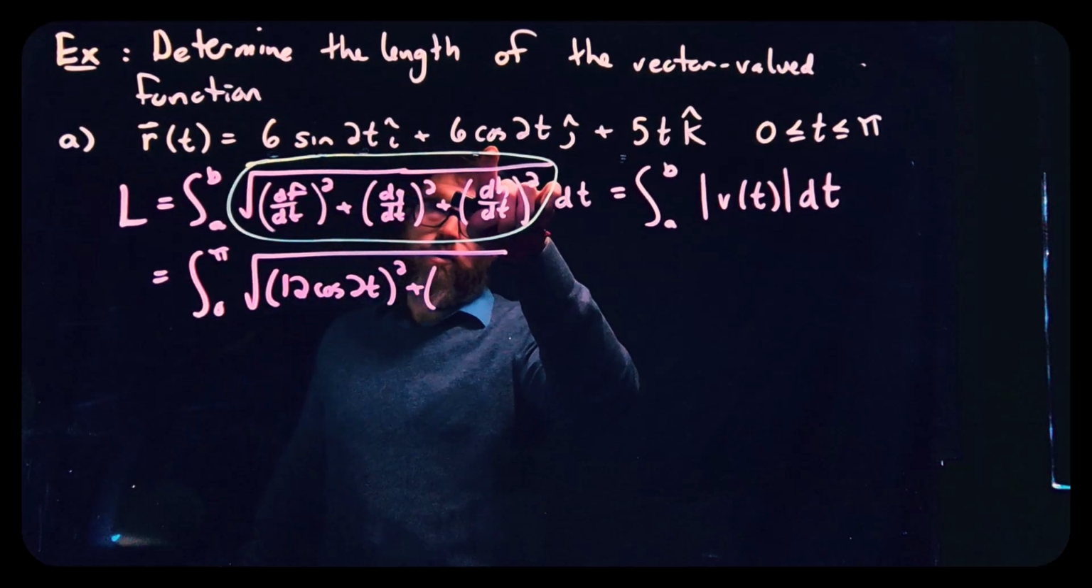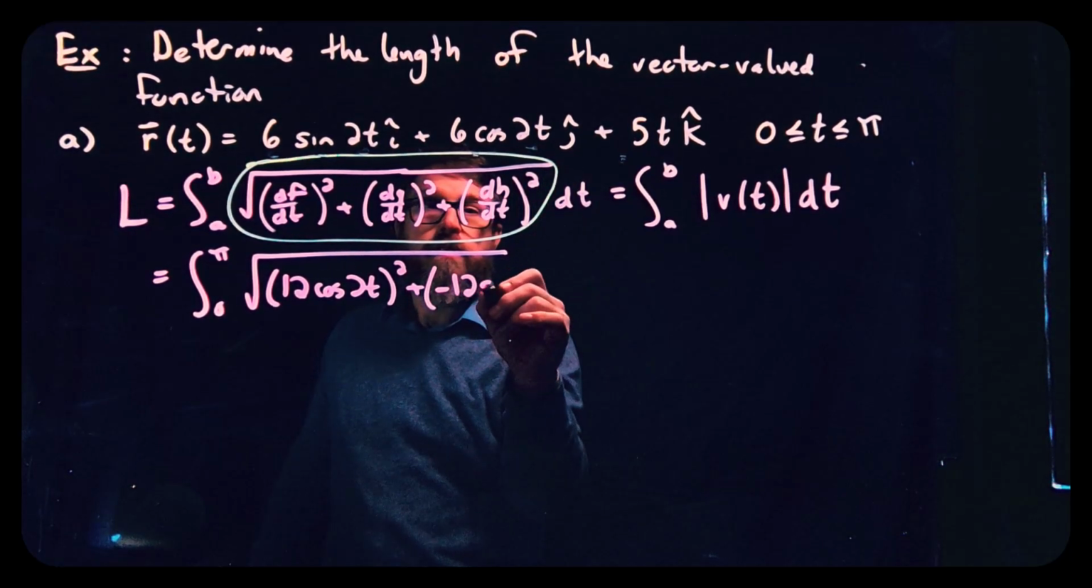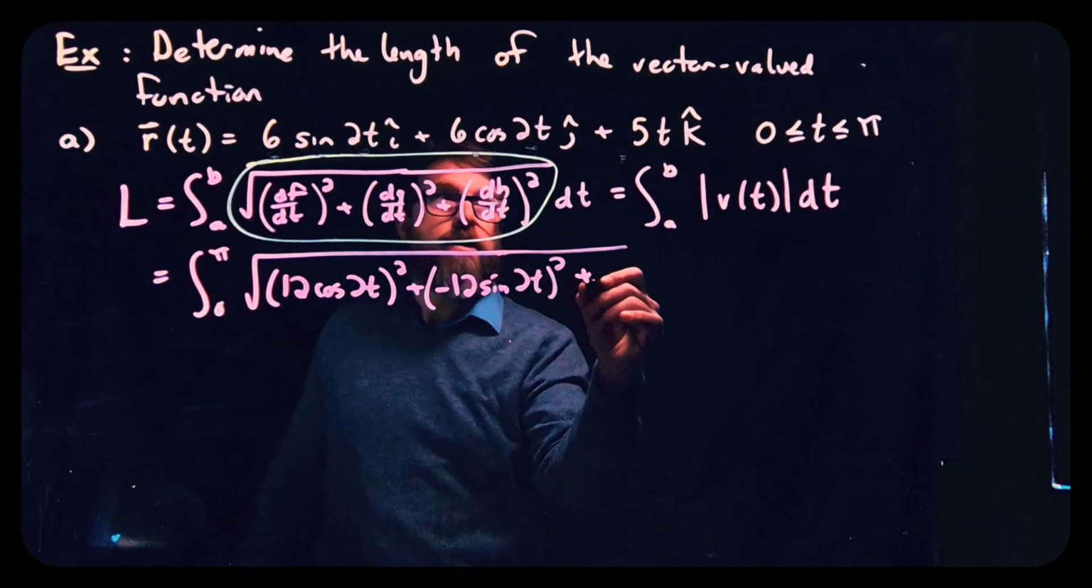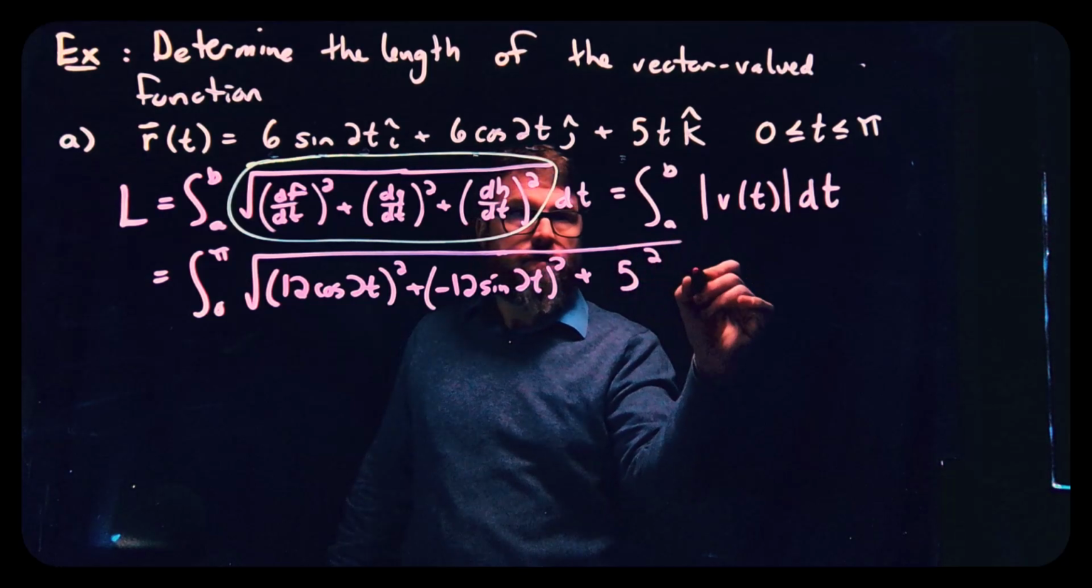Plus, again, the derivative of cosine would be negative sine times the derivative of what's inside, which is going to be 2. So this is going to be minus 12 sine 2t squared. And then finally, we have plus the derivative of this, which is going to be 5, and I still have to square that.